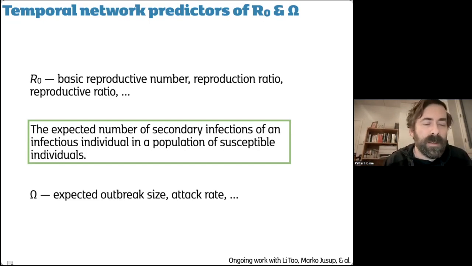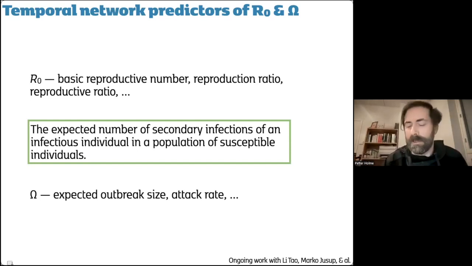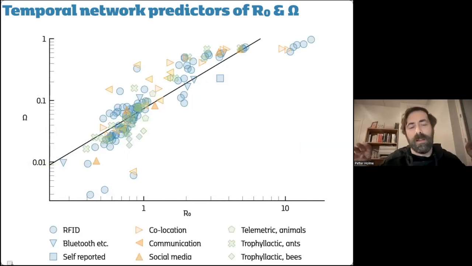And that is also correlated to the final outbreak size. Imagine now that it's not like COVID, which can reinfect people, but some disease where people become immune after they have had it. And that final outbreak size is something we call omega. So in this paper, I'm interested in two things. First, how does the network structure predict R naught? And then, the deviation between R naught and omega: what explains that deviation?